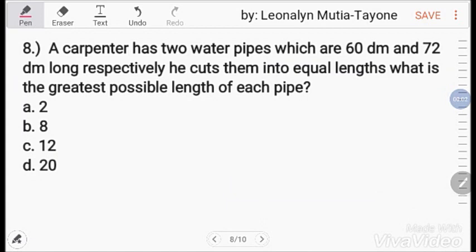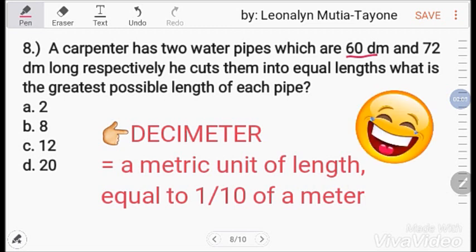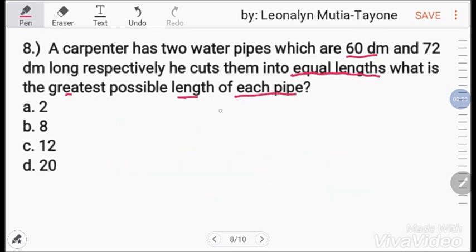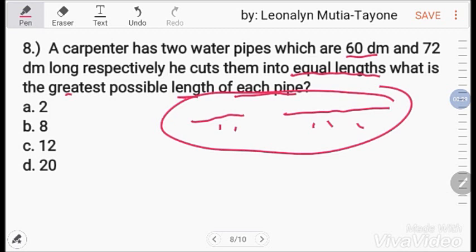Number 8. Now let's do word problem. A carpenter has 2 water pipes, which are 60 and 72 long respectively. He cuts them into equal length. What is the greatest possible length of each pipe? Bali, i-cut mo sila na magkapareho ang length nila lahat. Pinahaba lang yung question. In short, hinahanap lang ang greatest common factor ng 60 at 72.